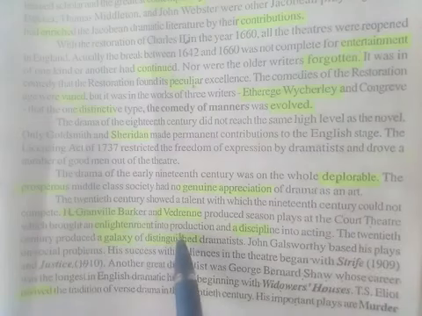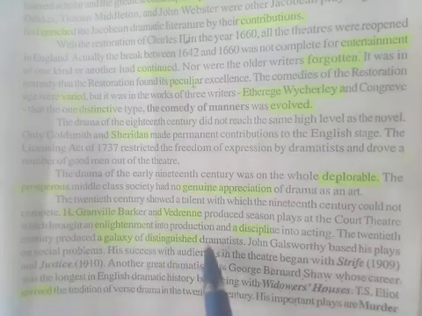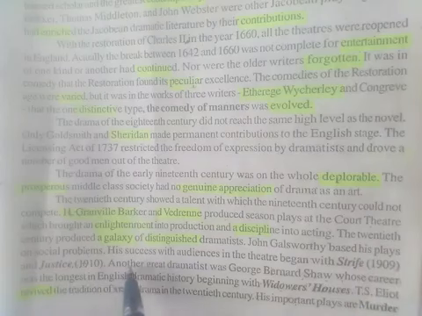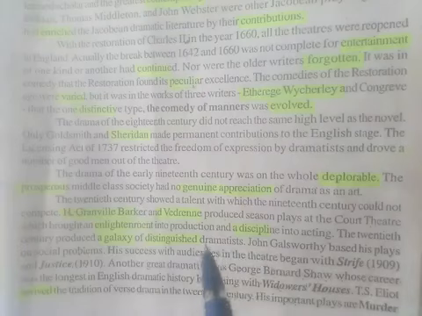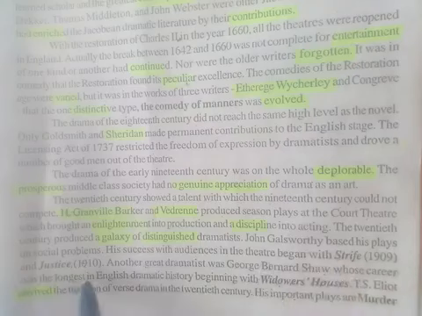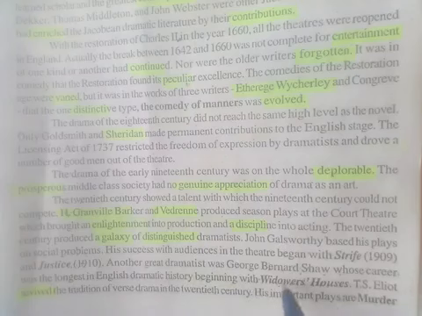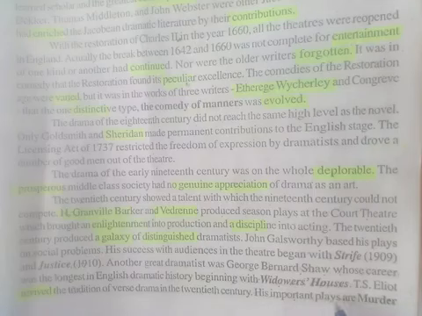Harley Granville Barker and Vedrenne produced seasons of plays at the Court Theatre, which brought an enlightenment into production and a discipline into acting. The 20th century produced a galaxy of distinguished dramatists. John Galsworthy based his plays on social problems. His success with audiences in the theatre began with The Strife, 1909, and Justice, 1910. Another great dramatist was George Bernard Shaw, whose career was the longest in English dramatic history, beginning with Widowers' Houses.